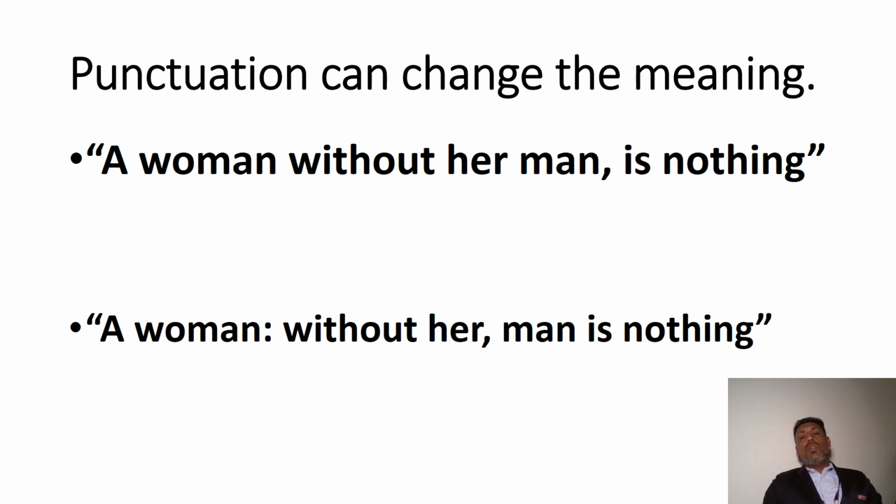So you can see how a comma placed in different places gives different meanings. So we have come across two examples. One where grandpa's life was saved with the help of a comma, and here's one on your screen where a woman without her man is nothing, or a woman without her man is nothing.